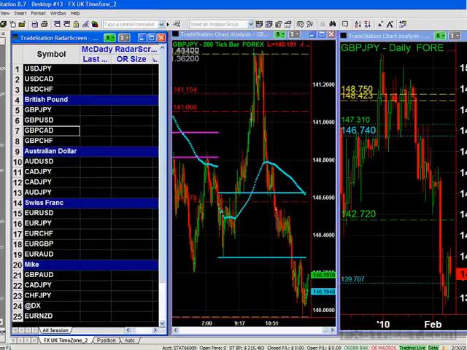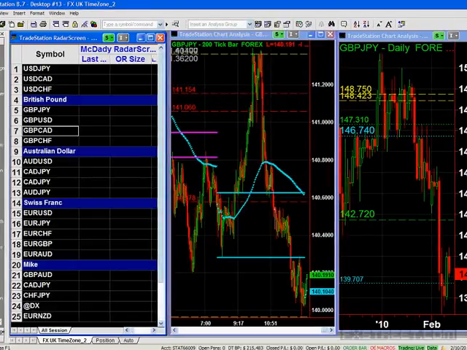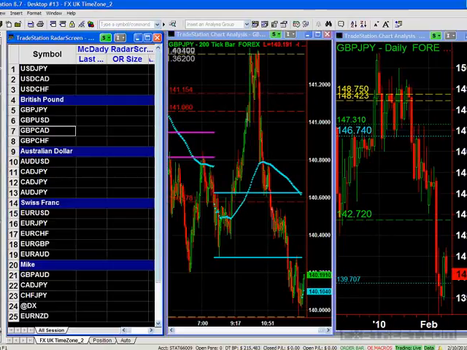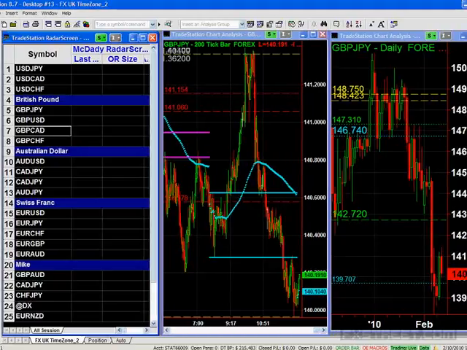So now we can make an initial selection. I want to be looking at the pound CAD. I want to be looking at the euro pound. I want to be looking at maybe the dollar CAD and the dollar Swiss. So these are the primary 4.